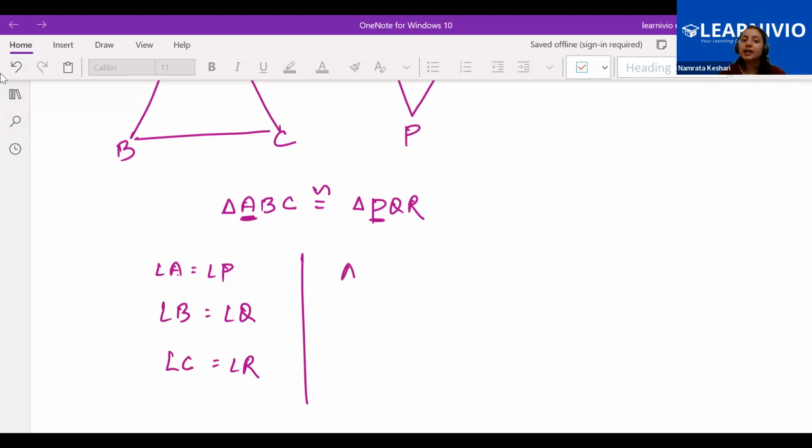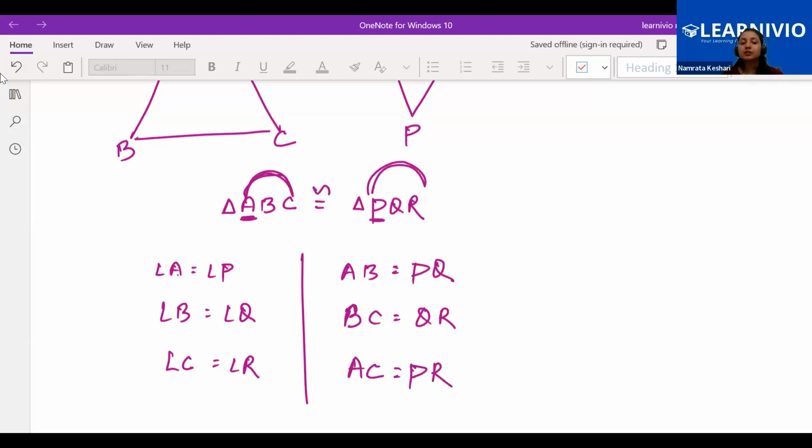Similarly, side AB and side PQ are corresponding sides and they must be of the same measurement. Similarly, side BC and side QR are corresponding sides of congruent triangles. And similarly, AC and PR, these two are also corresponding sides of congruent triangles. And we must write the name in that manner. When the name is given in the question part, it will be given very properly, well arranged.